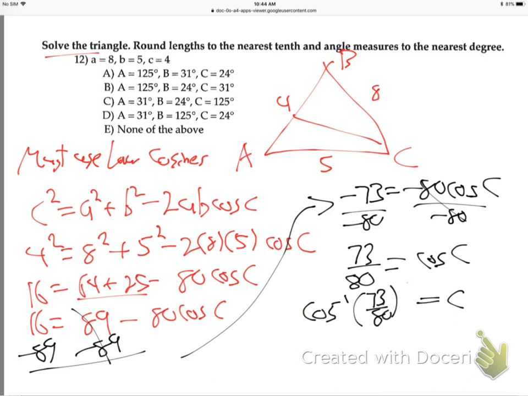And when you use inverse cosine, you don't have to worry about two answers. There's only just one answer. Cosine inverse, 73 divided by 80. I'm getting 24 degrees for C.